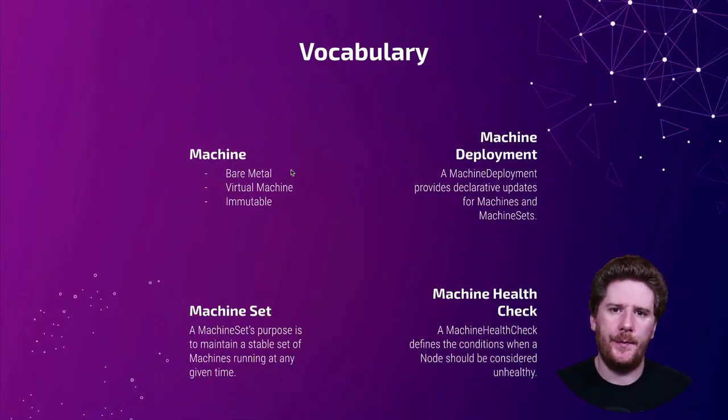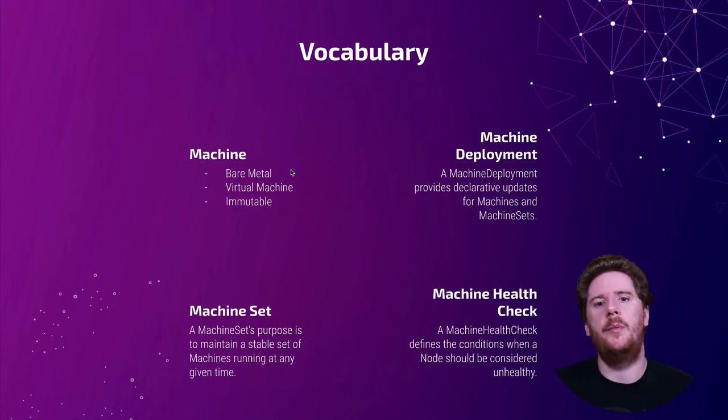Then we have machines. These could be virtual machines or VMs on AWS, GCP, or bare metal instances on Equinix Metal. We then have the concept of a machine deployment. This is a high level request for the Cluster API to create one or more machines. The machine deployment is responsible for maintaining and creating machine sets. As we make changes to our machine deployments, new machine sets are created. The machine sets are then responsible for creating the machines. We also have machine health checks to make sure that the clusters and the nodes that we provide are always healthy.